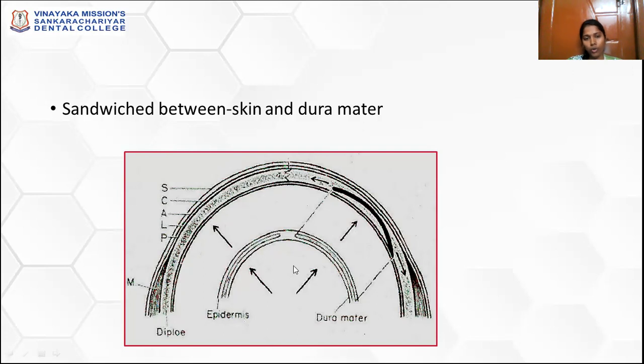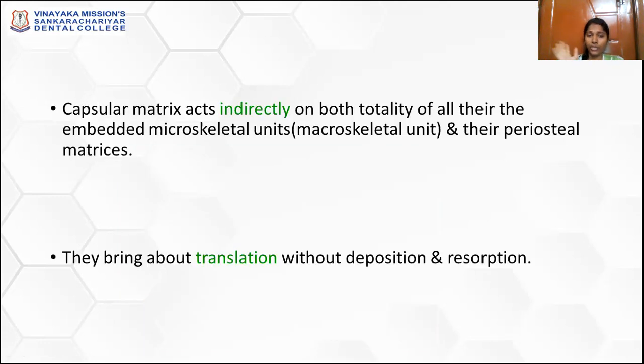When the brain is actually growing, it is a soft tissue structure that is increasing in volume. So it is pushing the capsule out. When it is pushing the capsule away, the bone attached to it enlarges. Here there is no deposition or resorption, but once there is enlargement, at the sutural area there is a compensatory deposition of bone. That is a different thing. But here the entire bone is getting translated without any deposition or resorption. So the capsular matrix acts indirectly on both the totality of the embedded microskeletal unit plus the macro and the periosteal matrices.